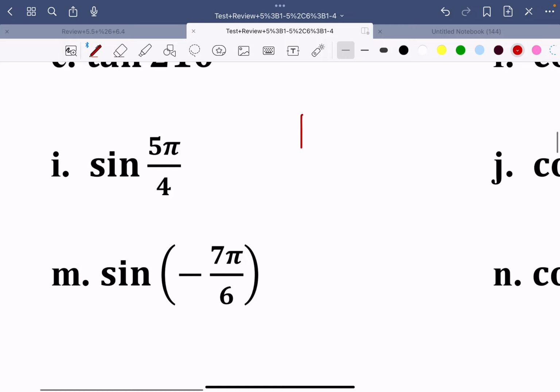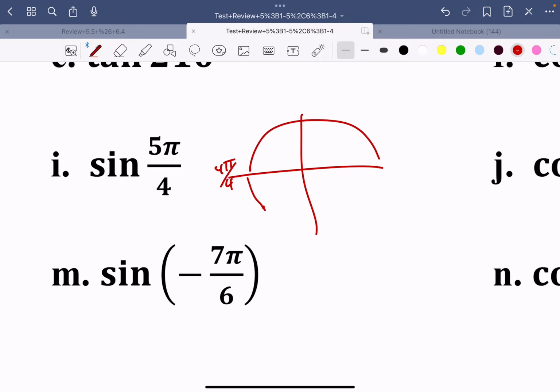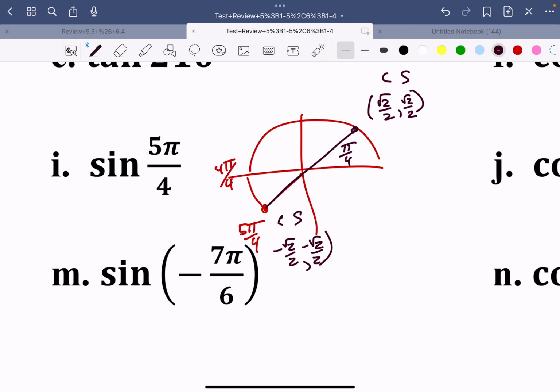Sine of 5 pi over 4. This would be 4 pi over 4. If I go another one, I'm now down here at 5 pi over 4. It has a reference angle of pi over 4, but the cosine and the sine for pi over 4 are root 2 over 2. Back here, the cosine and the sine are negative root 2 over 2 and negative root 2 over 2 because cosine is x and sine is y. So the sine is negative root 2 over 2.